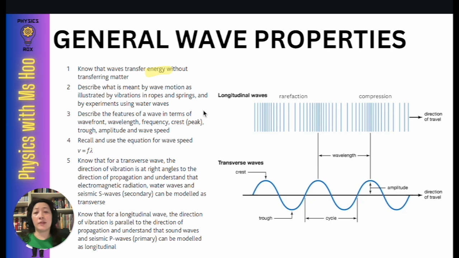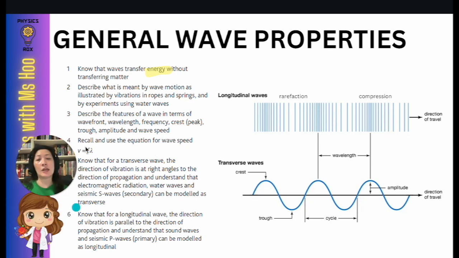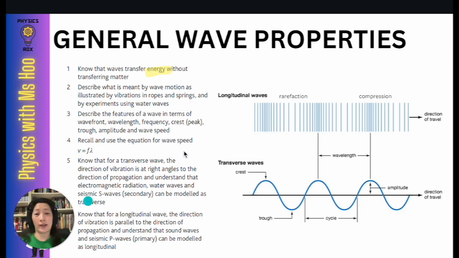Next, you must be able to describe what is meant by wave motion as illustrated by vibrations in ropes and springs and by experiments using water waves. So in terms of the wave motion, this is related to number 5 as well as number 6 in terms of transverse and longitudinal waves. So you need to be able to describe what the waves are doing in terms of their vibration, whether parallel to or perpendicular to the direction of wave motion. We'll get to that in number 5 and number 6.